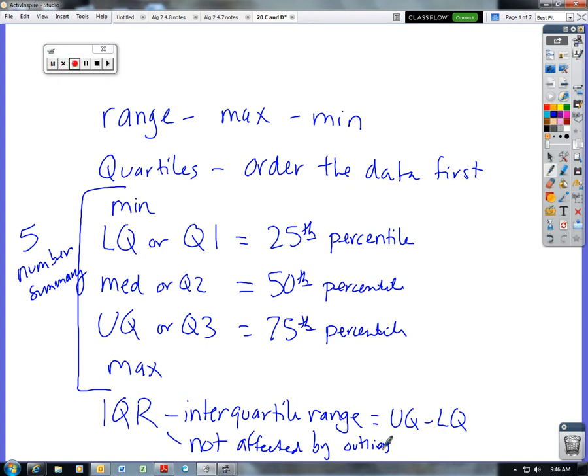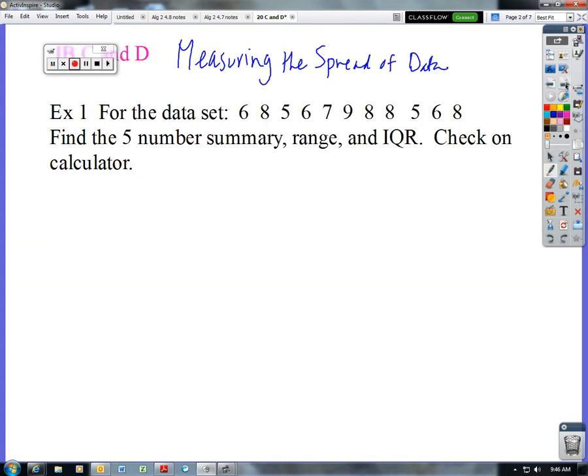So let's go ahead and, I'm just checking my notes, make sure I'm not missing anything. Let's go ahead and do an example. So I just made up some numbers here, and we're going to find the 5-number summary, the range, and the IQR, and then we're going to check it on our calculator. So first we have to order the data. That's very important. If you don't, you're going to be in trouble, and you'll soon find that out, as I did on a previous example a while back.